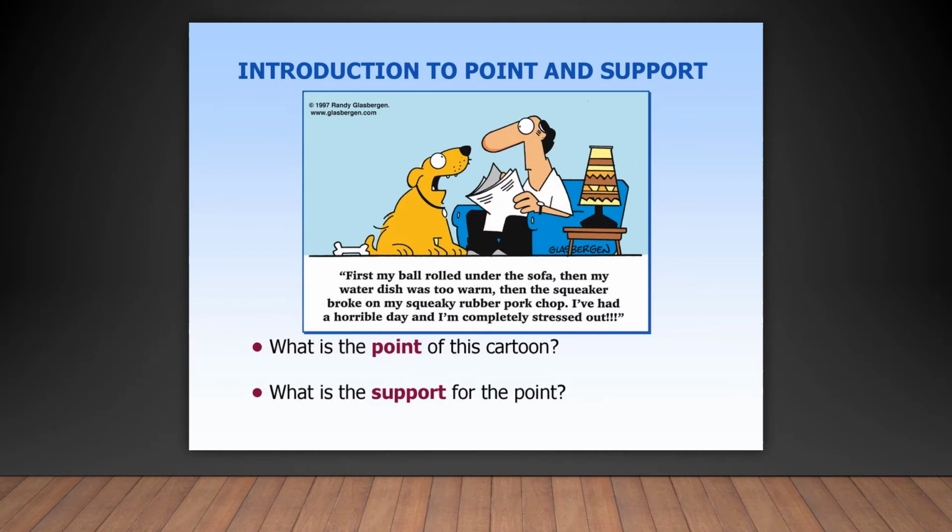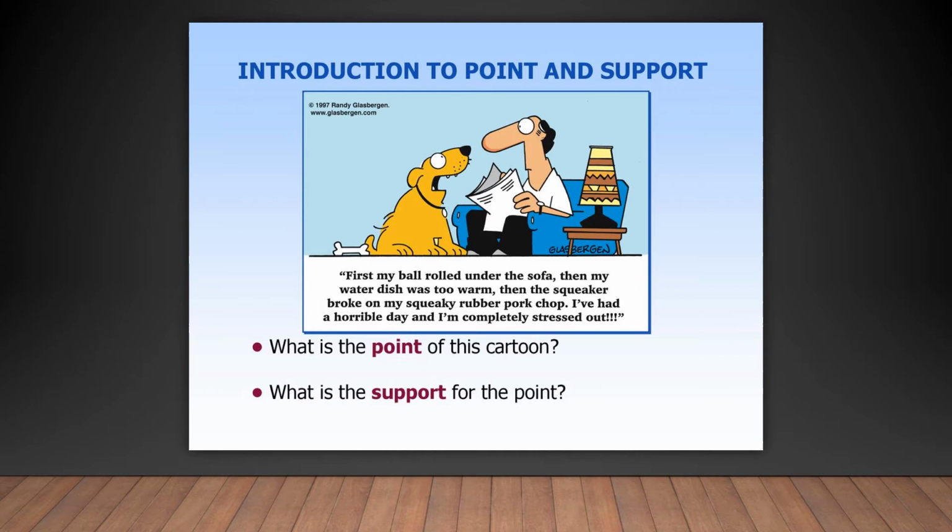Now here's another one. This is another cartoon, and we have the difference between point and support once again. This time the dog is talking to its owner. Dog says, "First my ball rolled under the sofa, then my water dish was too warm, then the squeaker broke on my squeaky rubber pork chop. I've had a horrible day and I'm completely stressed out." Of course, all these things are horrible things to happen to a dog. A human being would look at most of this and just roll their eyes a little bit.